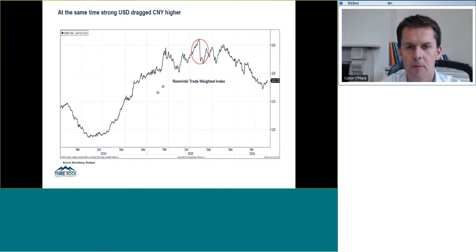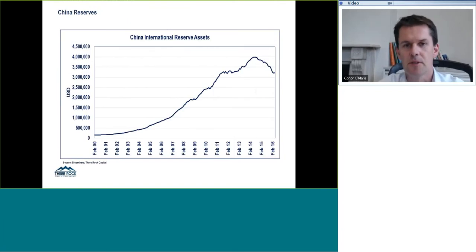So here's the renminbi trade weighted index, which increased 15% over the same period to its peak early in August last year. And with Chinese growth slowing in the way it has been, this was the last thing China needed. And China's reserves came under pressure. It was forced to spend more to defend the peg than it was accumulating through its current account surplus.